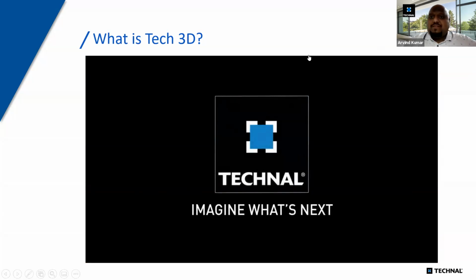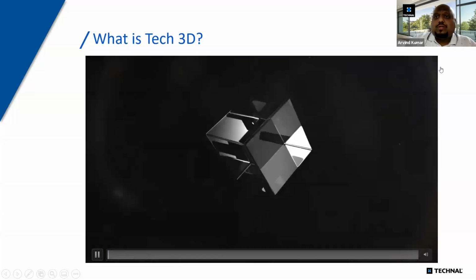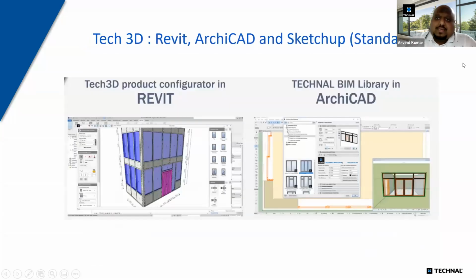Okay, so you have a quick understanding of what the tool is all about. So Tech3D as a tool is available in three formats. It is available as a Revit add-in. It is available as a Technal BIM library on ArchiCAD. It is available as a standalone desktop .exe version, which can be used to export SketchUp models and can also be used to export CAD. Right, so this is essentially how the platform works in different formats.